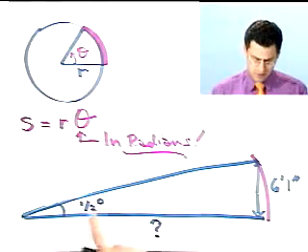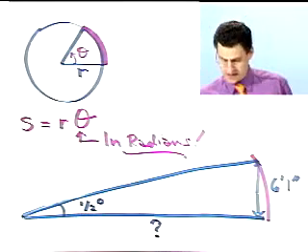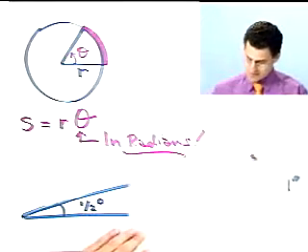Now, what do I do with the 1/2 degrees? Do I put that in here? Absolutely not. I have to convert that first to radians. So how do I convert that to radians? Well, here's what I always do.